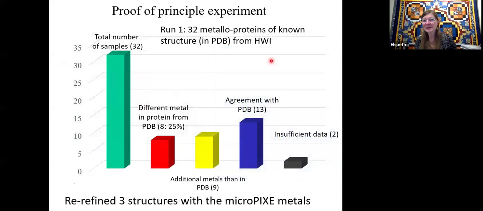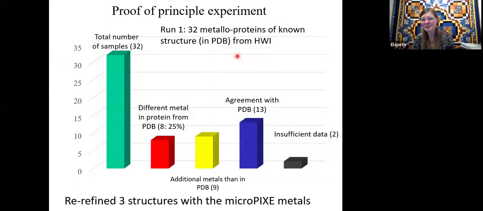So what have we done with this? Well, we've actually now measured 100 samples from the protein data bank of known metalloproteins, where their structure is in the protein data bank with a metal in it. And very alarmingly, we found that the first set was 32 samples. That was the total number. 8 of them had completely different metal from the protein data bank deposited one.